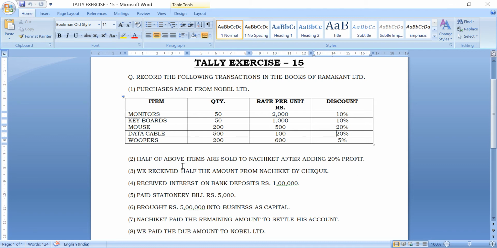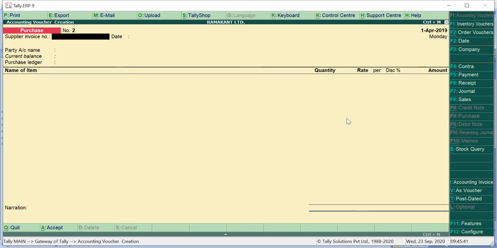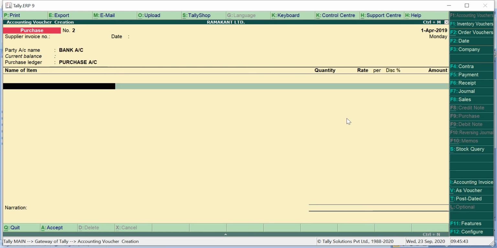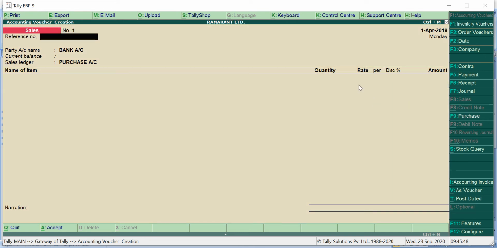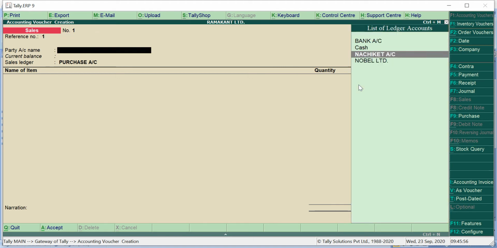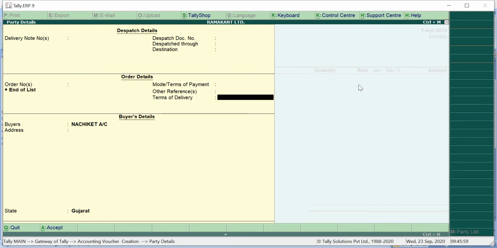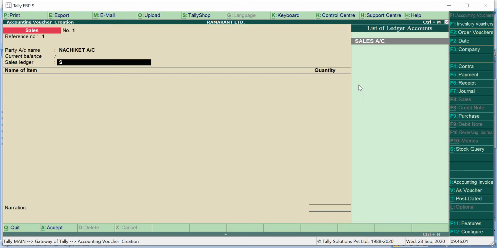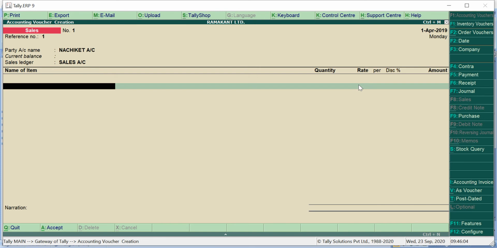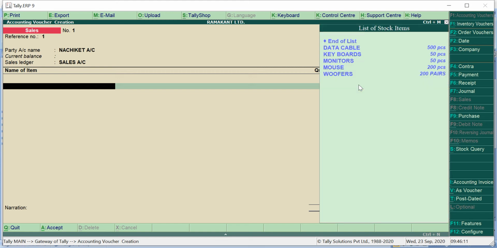First, half of the above items are sold to Nachiket. So we have to change the voucher type. Here it is purchase, but now we have to select sales. By pressing F8, you will come to sales. Sales number 1, which is the party account, Nachiket account, sales. Now for items, press the space key and all the items will come.